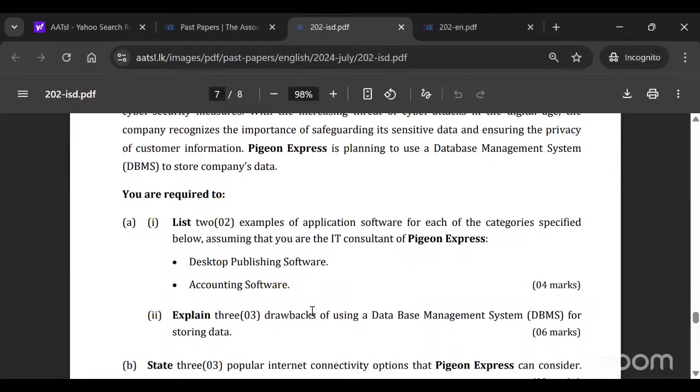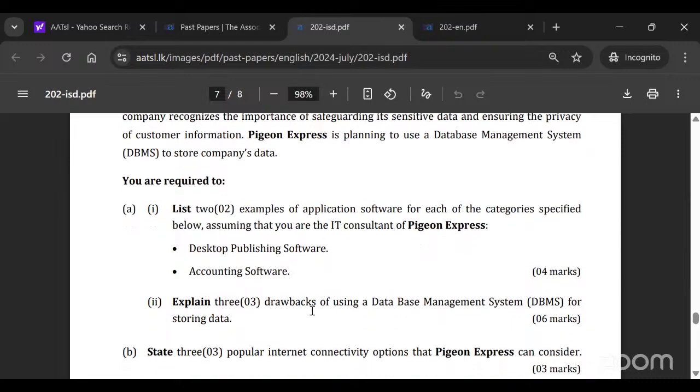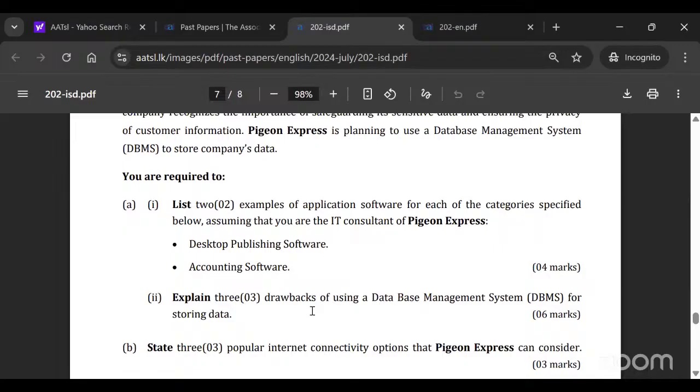List two examples of application software for each category specified below, assuming that you are the IT consultant of Pigeon Express: desktop publishing software, DTP software, and accounting software. Adobe InDesign, Microsoft Publisher, Adobe Photoshop, CorelDRAW.